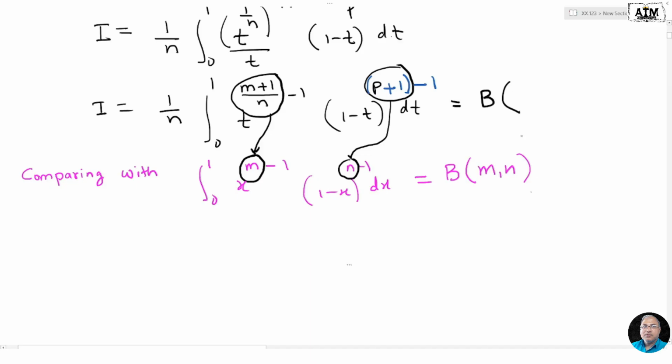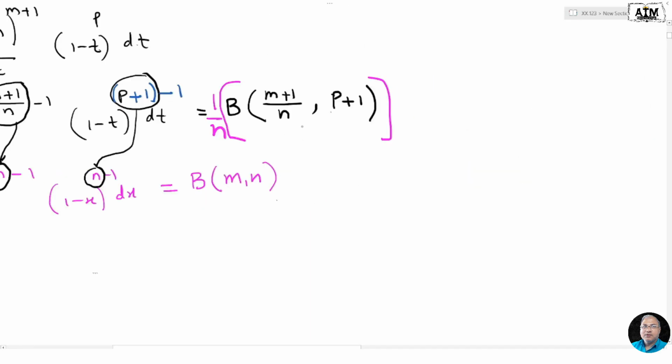So the result of our question is, in place of m there is m plus 1 upon n, therefore it becomes beta m plus 1 divided by n, comma, and in place of n you can write p plus 1. So result of our integration is beta m plus 1 divided by n, comma, p plus 1, and out of integration there is 1 upon n, so it becomes 1 upon n multiplied by beta m plus 1 upon n, comma, p plus 1. But we have to convert this in terms of gamma. So how to do that?